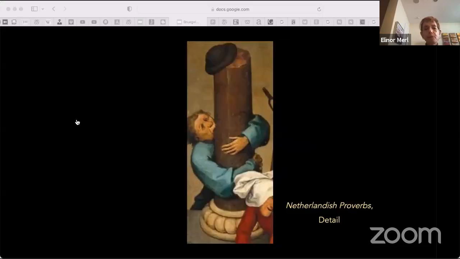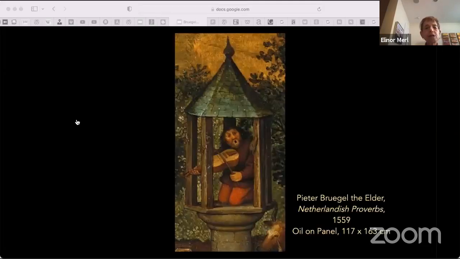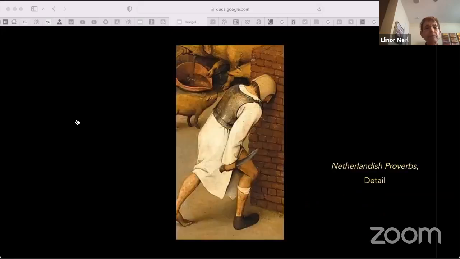To be a pillar biter is to perform sins under the cover of religion. In other words, to be a hypocrite. To play on the pillory in the upper middle of the painting is to attract attention to one's shameful and foolish acts. And to bang your head against a brick wall is to try to achieve the impossible.